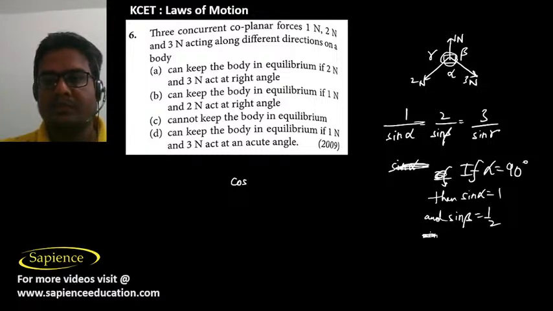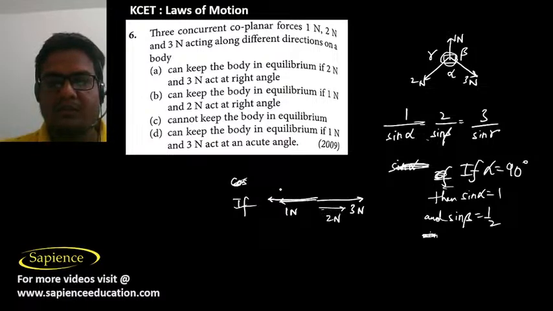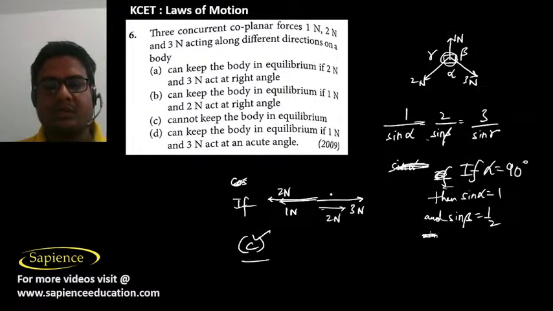So here, if 3 Newton is acting in one direction and 1 Newton is acting opposite to that 3 Newton, then the net force will be 2 Newton. If that 2 Newton is acting along the direction of the 1 Newton force, then only equilibrium can be possible. So if all three are acting along different directions, then equilibrium is not possible. So the correct answer is option C, that these three forces cannot keep the body in equilibrium.